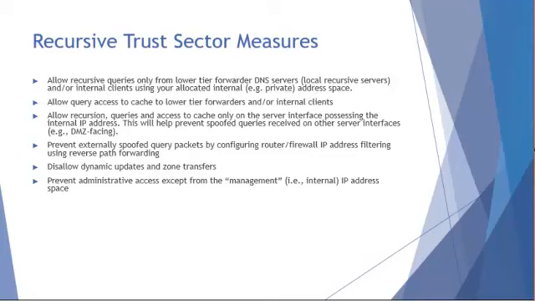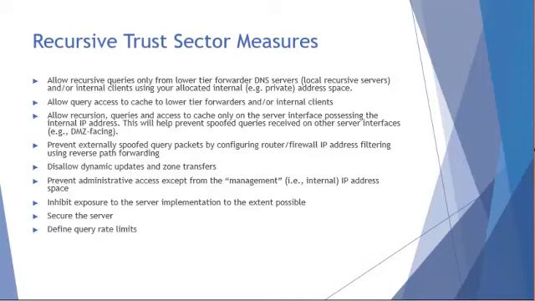Prevent administrative access, again, except from your management VLAN. Inhibit exposure to the server implementation, as we said. Secure the server. From a DDoS perspective, defining query rate limits. So again, you've got all your internal clients hitting this recursive server. You want to be able to restrict how many queries can be outstanding for a given client, and also how many queries the recursive server has outstanding for a given question that it's asking. So you can set quotas up on that on various implementations.